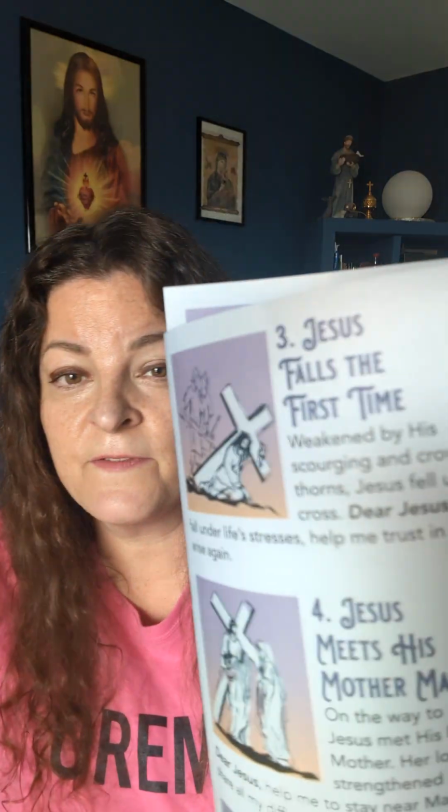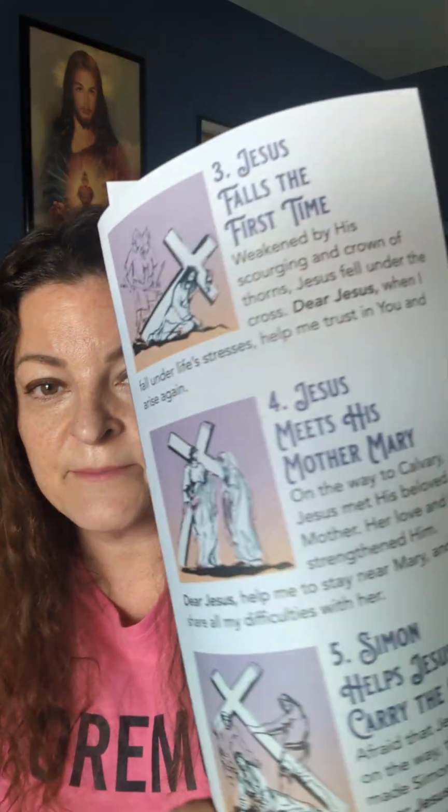Truth. The third station, Jesus falls for the first time. Weakened by his scourging and crown of thorns, Jesus fell under the cross. Dear friends, when I fall under life's stresses, help me to trust in you and arise again. The fourth station, Jesus meets his mother Mary.